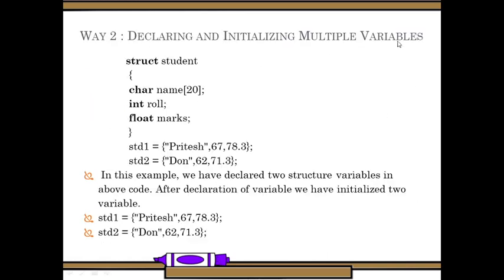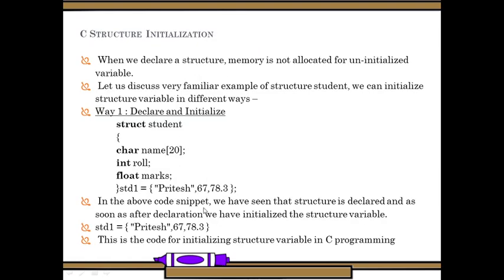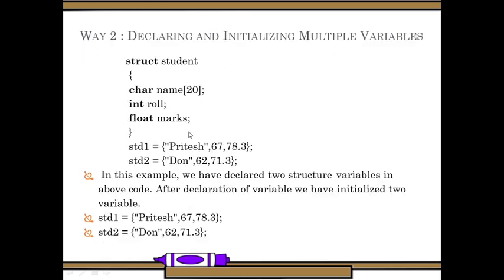Now, declaring and initializing multiple variables. This is a single variable for which we have initialized. For multiple variables, how can we do it? Struct is a keyword we are using, then student, char name, int roll, float marks. These are the three members we have for the student structure, and there are two variables, std1 and std2, student1 and student2, and we can initialize them in this way.